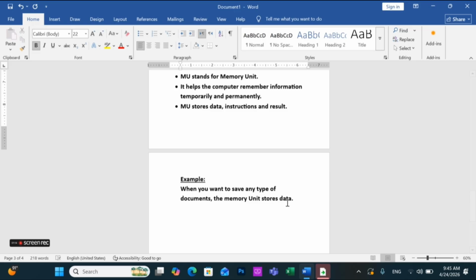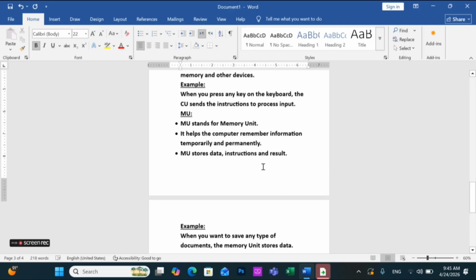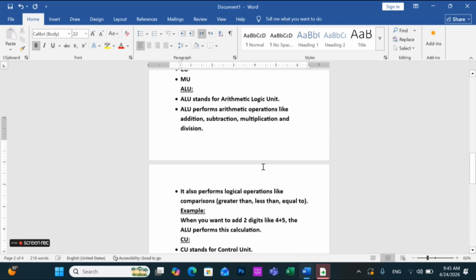Now let's do a quick activity. I will give a situation and you will tell me which CPU part is responsible. You have to write the answer in the comment section that I will ask. And this long question you have to write in your notebook.